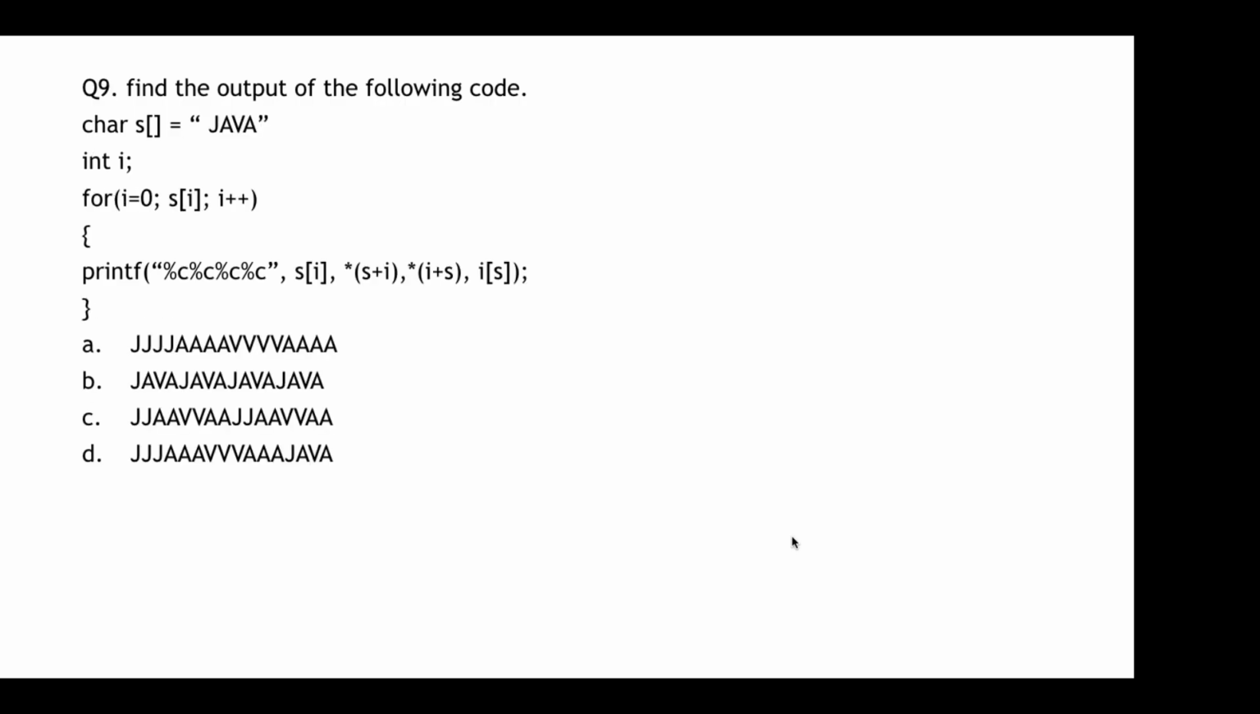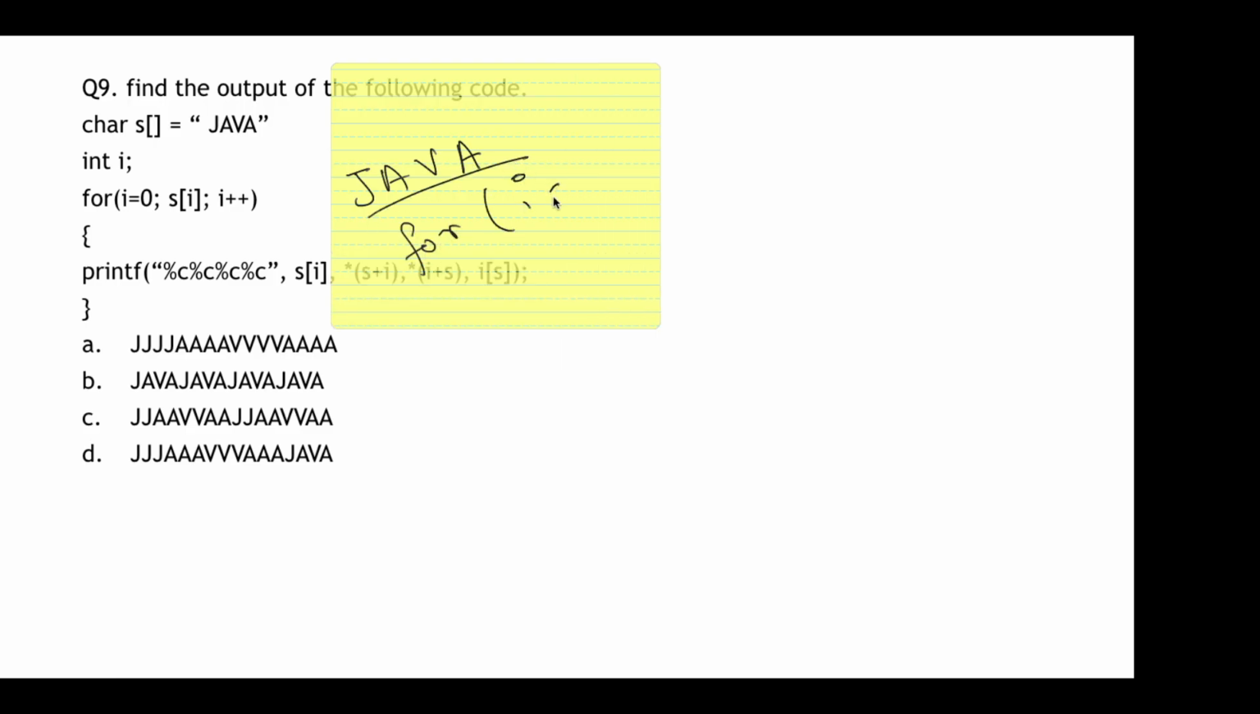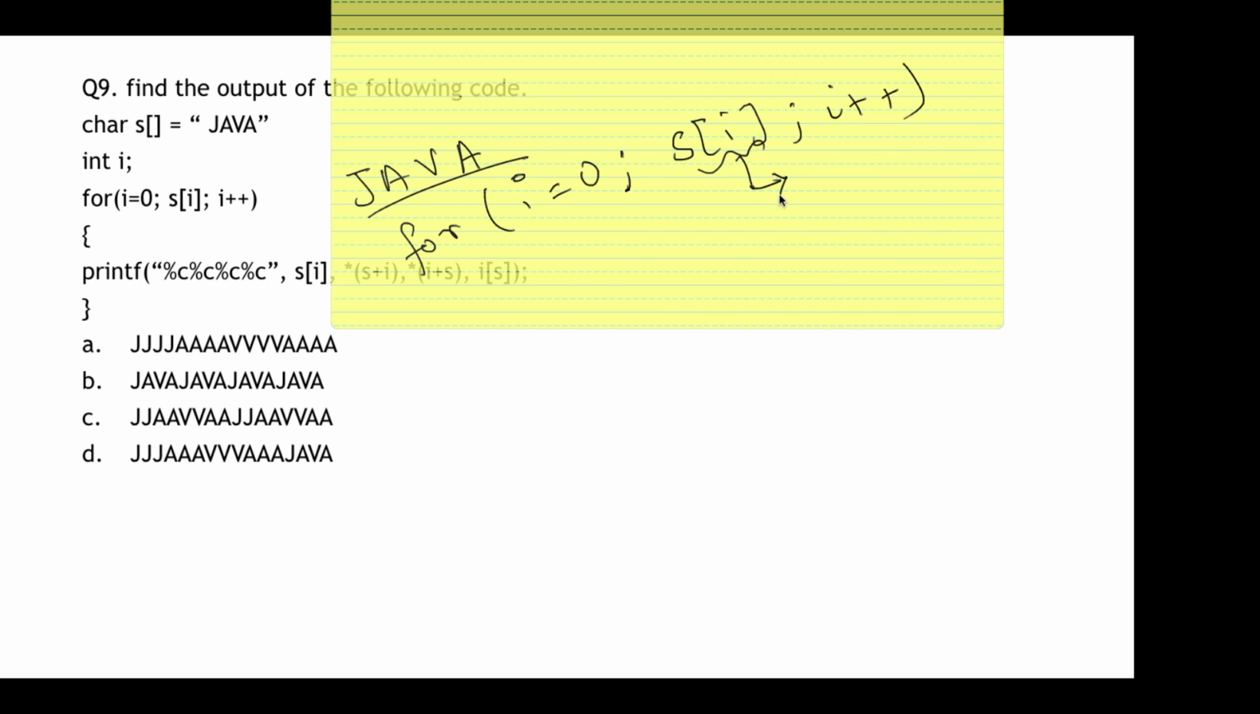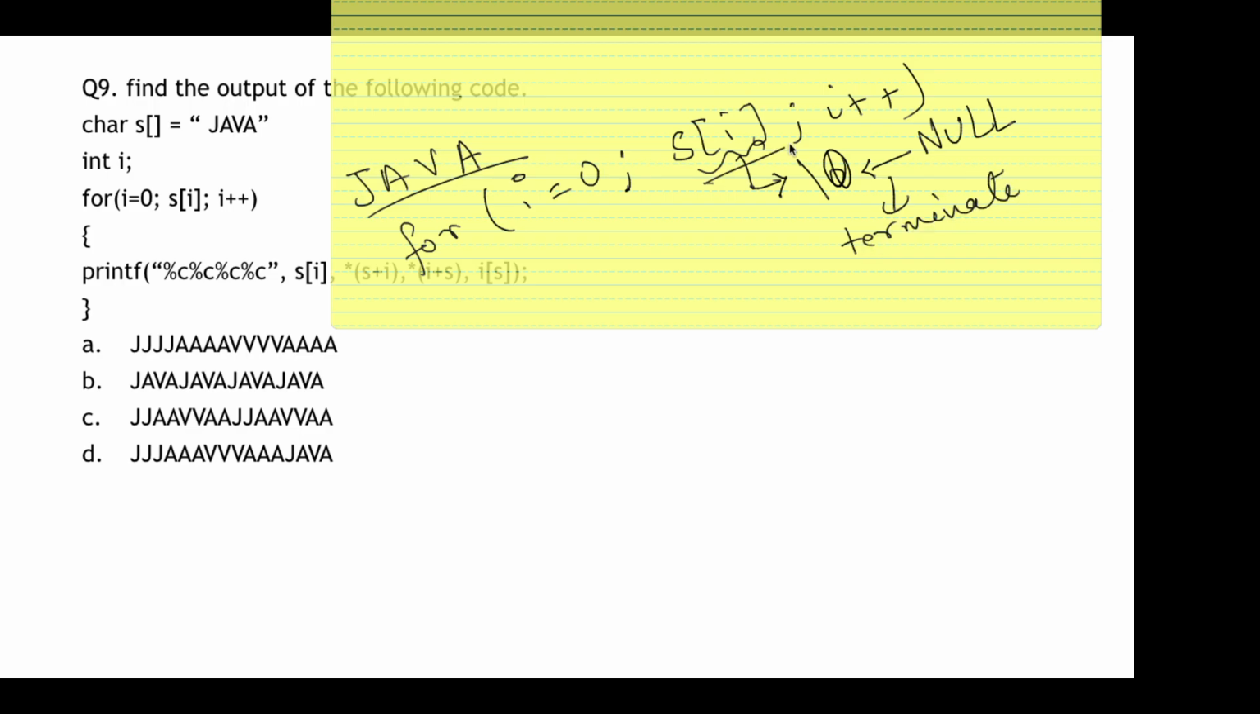Now moving on to the next code. This is a character array of Java, which has the word Java stored. Now for i is equal to 0 and the condition is s of i, i plus plus. What is this s of i? It means wherever there is a null value, the loop will terminate. Wherever there is a null value, the loop will terminate.